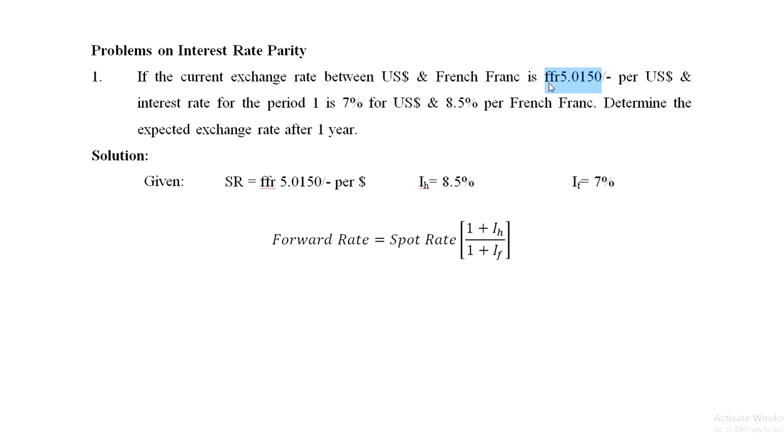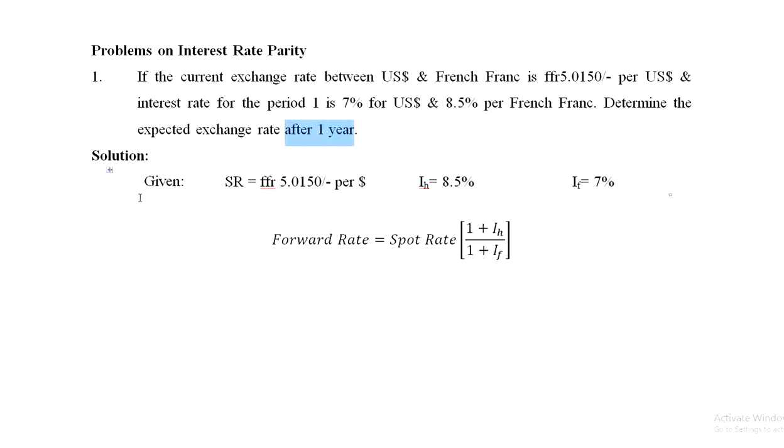So hence France is the current country. It is a home country, right? The spot rate is given in French franc, hence it is the home country, and US dollar is the host country. The interest rate for 1 year he has given is 7% for US dollar, which means the host country is going to pay 7% rate of interest on investment, whereas 8.5% in the currency French franc. So if you are investing your money in France, you are going to get 8.5% rate of interest. By using this information, we have to determine the expected exchange rate after 1 year, right?